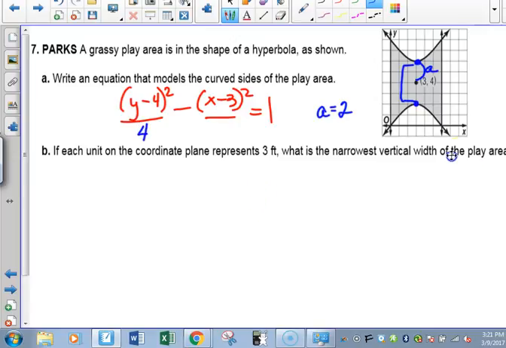Now, I did a bunch of crazy business work to try to find the rest of this equation, but it turns out that this is the rectangle right here. So it goes how far?